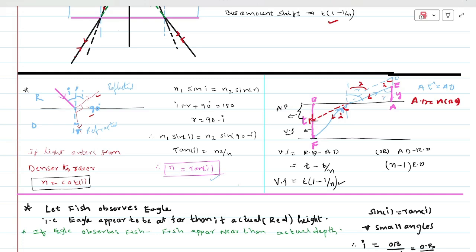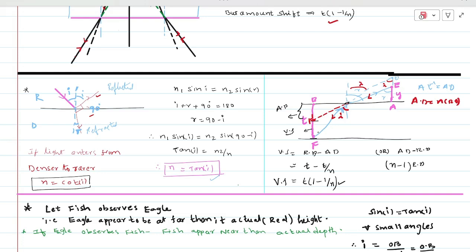So because of refraction, they are not appearing at actual depth, they are appearing at apparent depth. In a denser medium, apparent depth will be lesser than the real depth. In the rarer medium, apparent depth will be more than the actual depth. So when you want to aim at the fish with a gun or bullet, you have to aim below the image of the fish appearing. If you are aiming with a laser gun, you can aim directly.